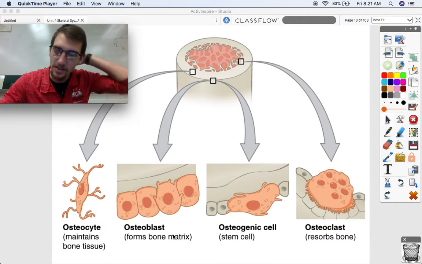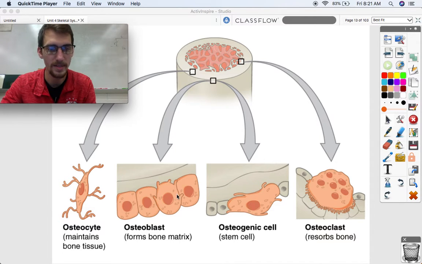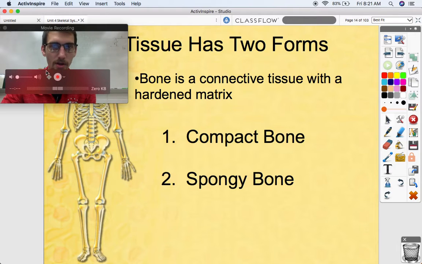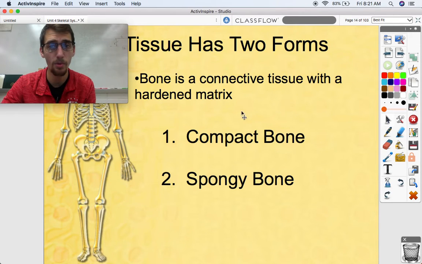And then finally, an osteogenic cell is a stem cell that can develop into one of these other types of cells. Okay, so let's talk about bone tissue really quick, and then we'll wrap this up.